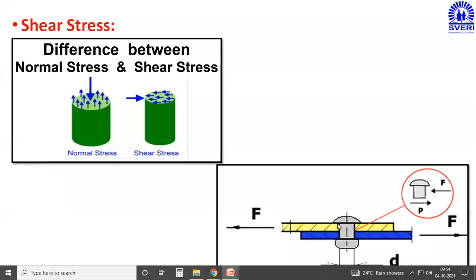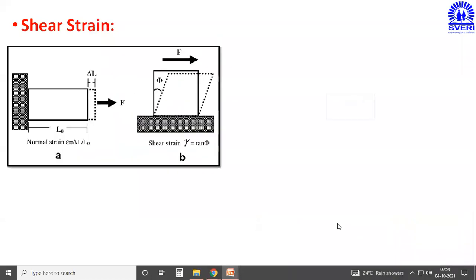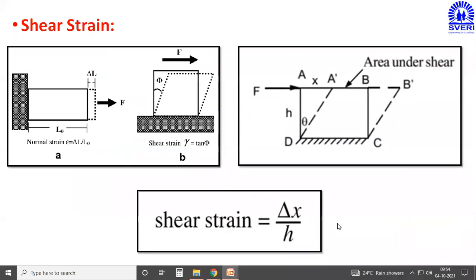So this is the basic definition of the shear stress. Then another definition is the shear strain. The strain also has the same definition, that is change in dimensions upon original dimension. Similarly, here also the shear strain is defined.